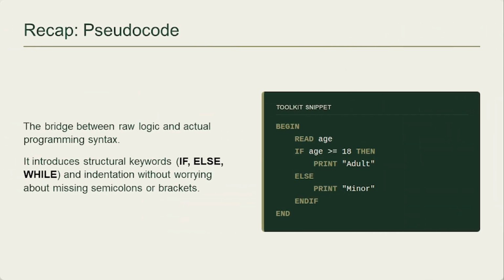Let's recap the pseudocode. It is the bridge between the raw logic and an actual programming syntax. It introduces structural keywords like if, else, while, and such. There are so many keywords we have in pseudocode. Indentation, without worrying about missing semicolons or brackets. So there is a simple program: read an age, if age is greater than or equal to 18, then print adult. If it is not, then print minor.